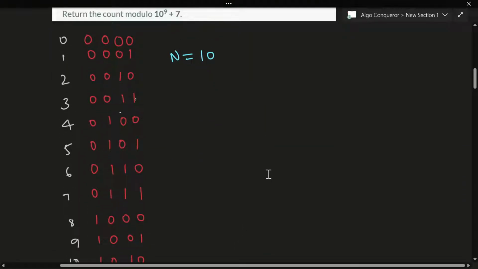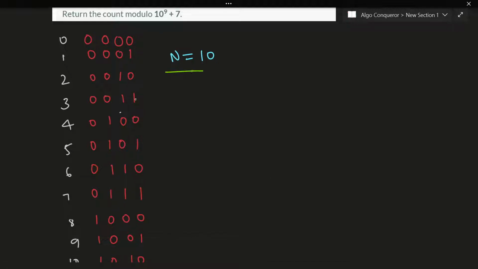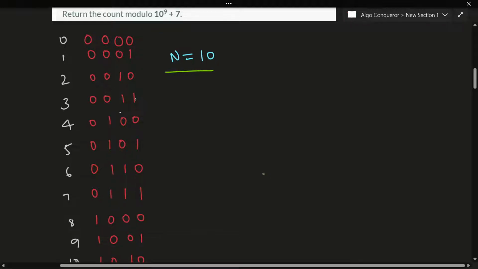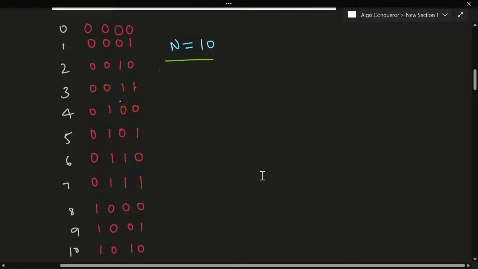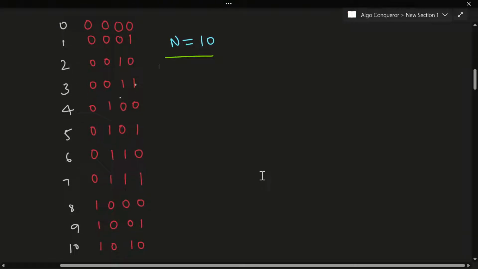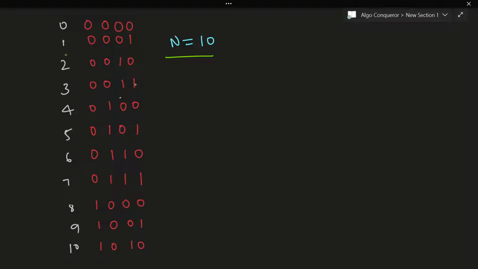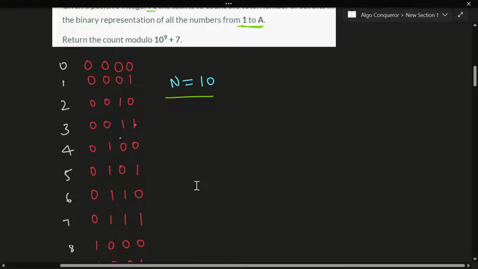So let's take a number n is equal to 10. Now I have written all the binary representations of all the numbers from 1 to 10, and if you count the number of ones, 1, 2, 3, 4 and so on, there are some ones from 1 to n. You should return that number.